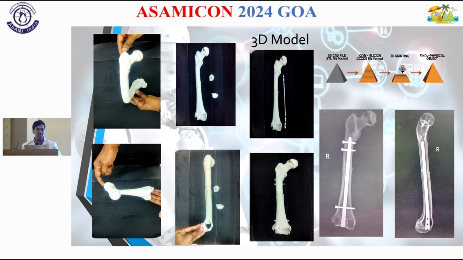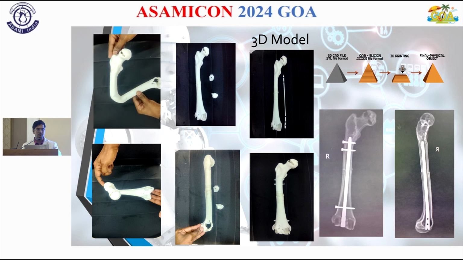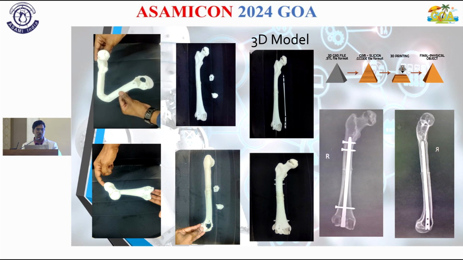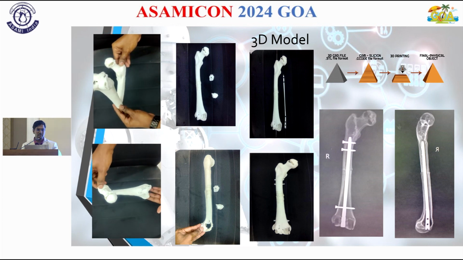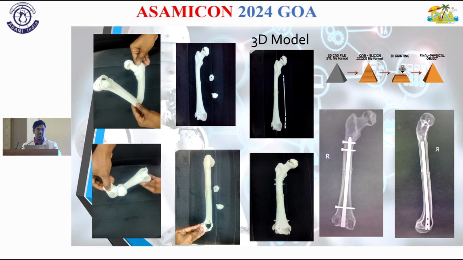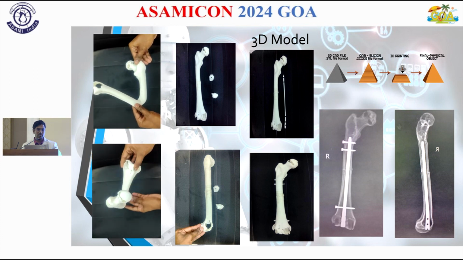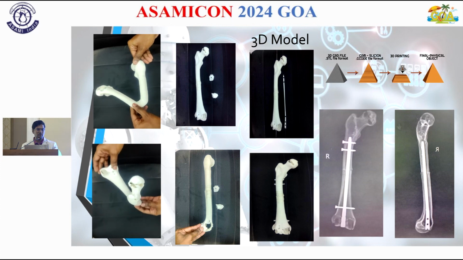So we went for a 3D printing model. Here you can see the deformity, which is well appreciated. More than in X-rays, this can be appreciated in the 3D printing model, which is made using software. Here you can appreciate the varus deformity, the procurvatum deformity, and the internal rotation of the femur.